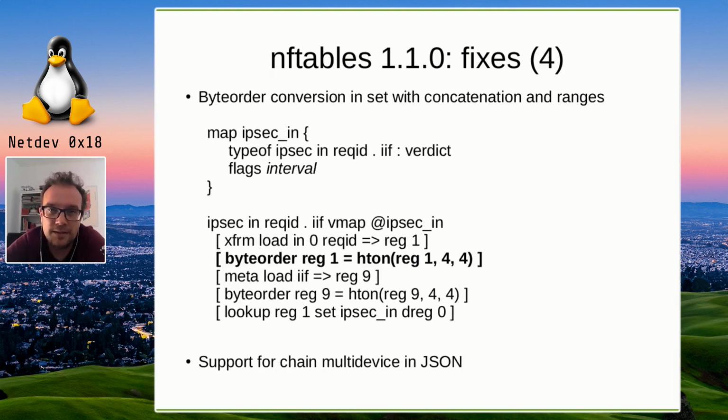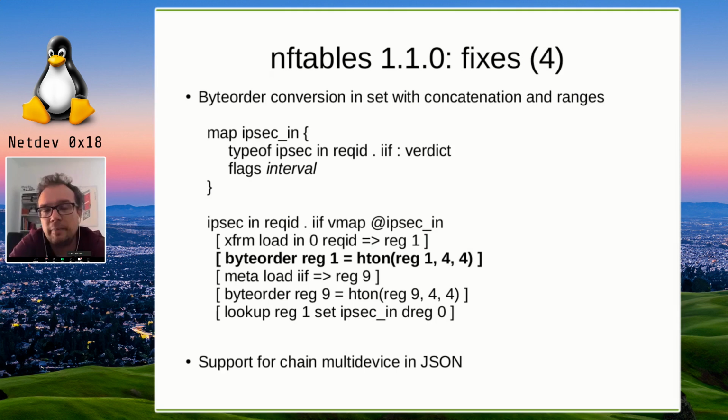The byte order conversion in sets with concatenations and ranges was also needed. Basically, the overall idea is that you have to use the same byte order when you build a concatenation. In this example map with ip16, you have typeof, and then that typeof is defining a concatenation of 2 keys, which is ipsec reqid field, and then the input interface name, and then based on that, we specify a verdict.